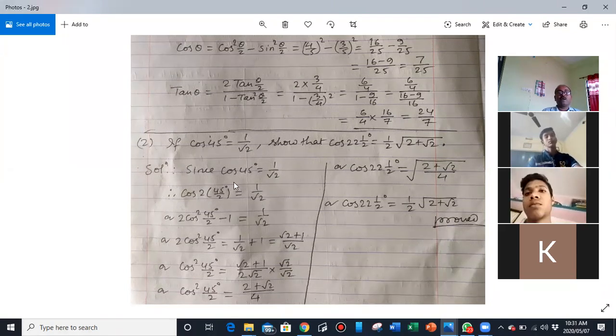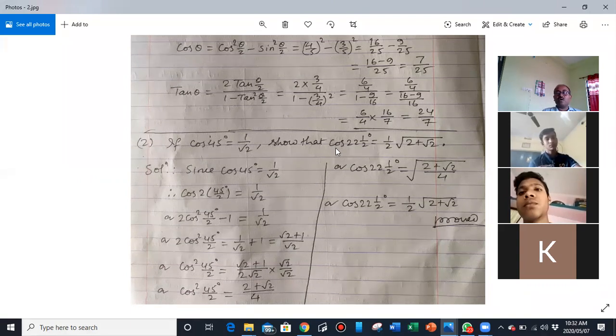Cos 45 degree, this is the starting point. Cos 45 degree is 1 by root 2. So consider 45 as 2 into 45 by 2. Is it? So it is in the form cos 2 theta, where 2 theta is 45 and theta is 45 by 2.